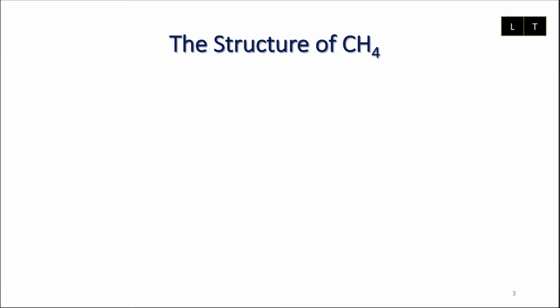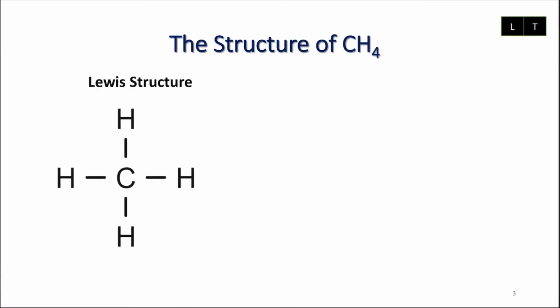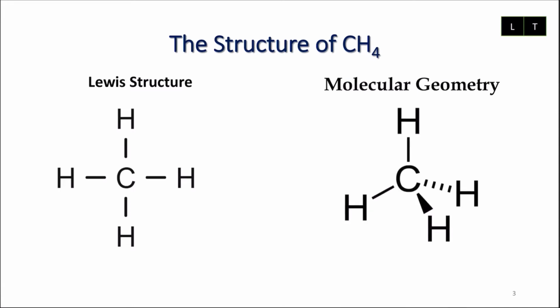We are going to continue with VSEPR theory in this video. This is the structure for CH4, methane. When we learned about the Lewis structure before this, you would draw the Lewis structure for CH4 like this one. However, in reality, the structure for CH4 is this one, and it is in the form of a tetrahedral. You can see that I show the three-dimensional arrangement of atoms in this molecular geometry.